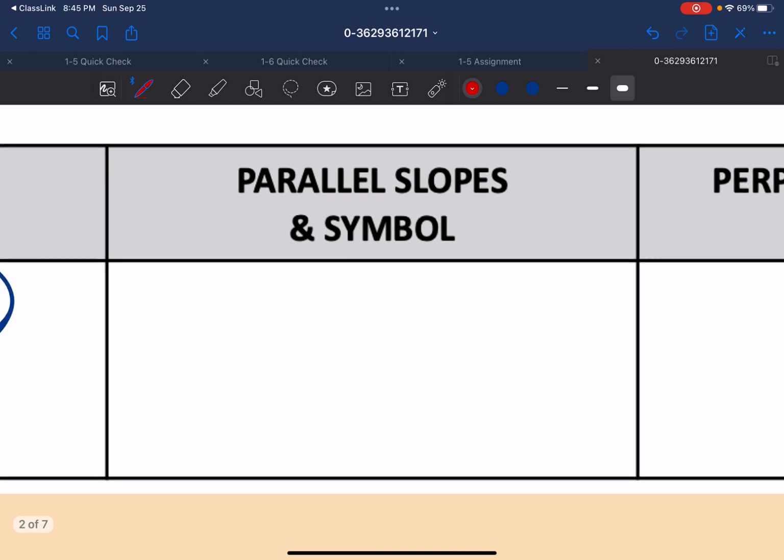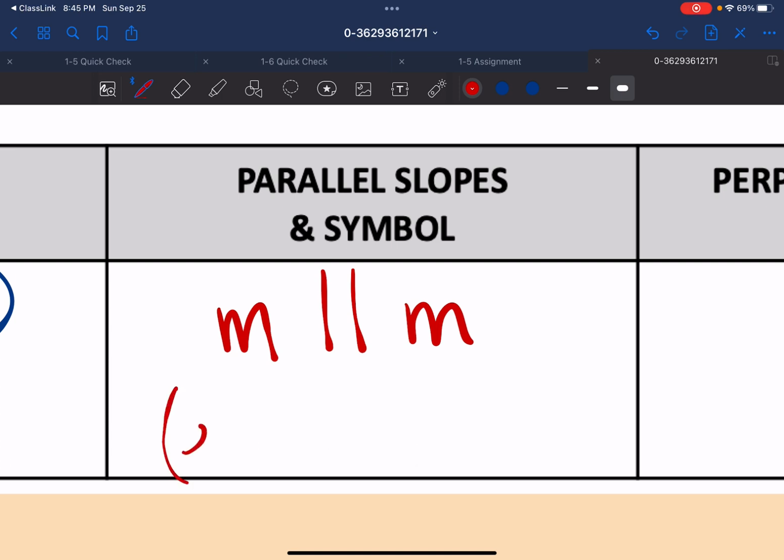Back in Algebra 1, you learned that if lines are parallel, then their slopes are the same. So we're going to write m, and this is a symbol for parallel, and if slopes are the same, we're going to leave it as m. Just remember that our slopes are the same, they're not going to change when the lines are parallel. So let's go ahead and write that, equal slopes.